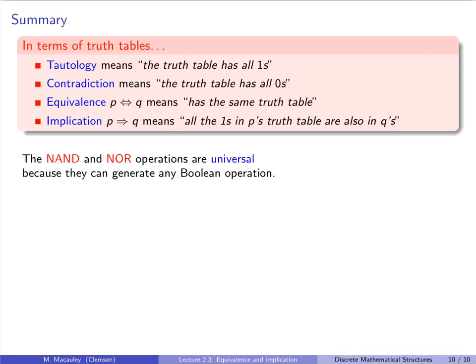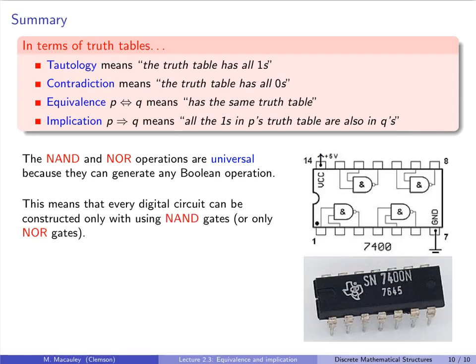We also learned about the NAND and NOR operations, which are universal because they can generate any Boolean operation or Boolean function. This means that every digital circuit can be constructed using only NAND gates or only NOR gates. For fun, here's a picture of an actual digital circuit made by Texas Instruments. I think I found this on Wikipedia. It is built up with 4 NAND gates.